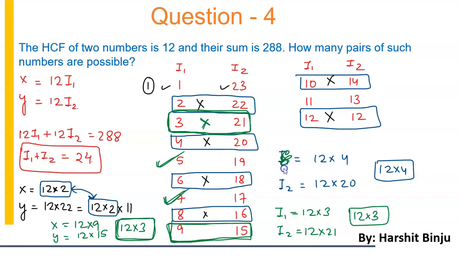Okay, so I have made one mistake. These are not I1s, I2s. These are the values of x and y. Please make that amendment. Again, you can't take 9 and 15, because you have 3 which is common. 11 and 13 will work because 11 and 13 have nothing in common. So one number is 12 into 11, another is 12 into 13. So 12 is the only number which is common. So how many are possible? 1, 2, 3, 4. So there are 4 pairs which are possible.